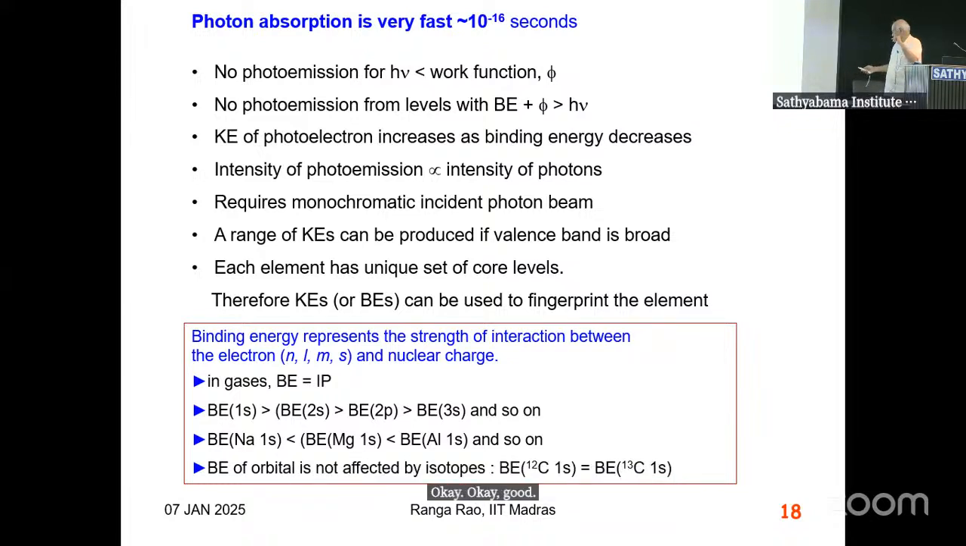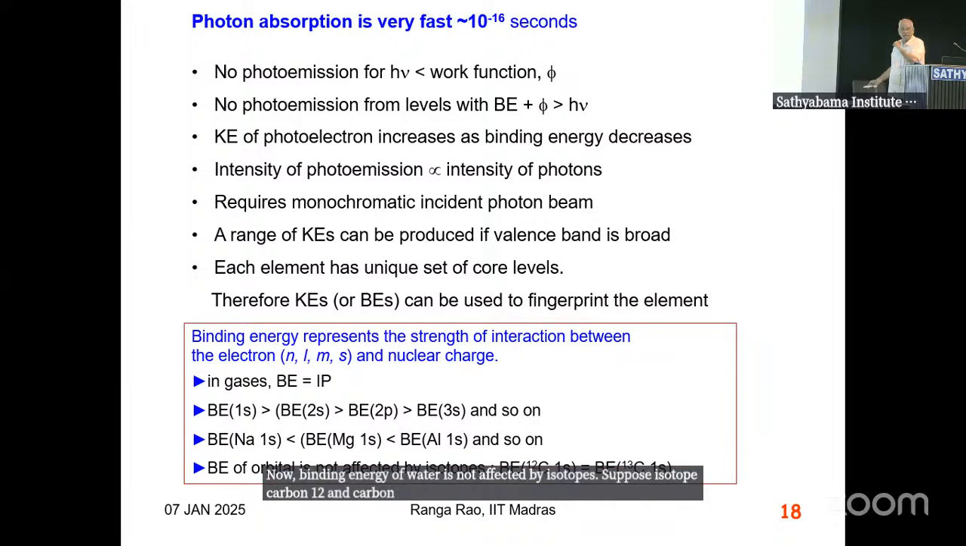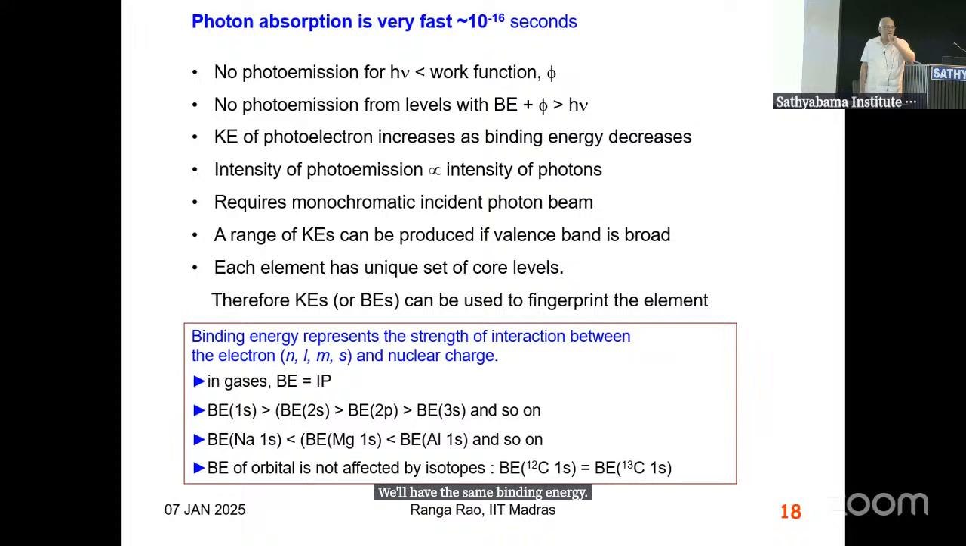Okay, good, very good. Now, binding energy of orbitals is not affected by isotopes. Suppose isotopes carbon 12 and carbon 13 will have the same binding energy. What is carbon 12, carbon 13? What are isotopes? Right. Okay. But which is NMR active? This one or this one? Anyone taught you NMR? Who taught you NMR? Okay, so carbon 13 is the active one, right?